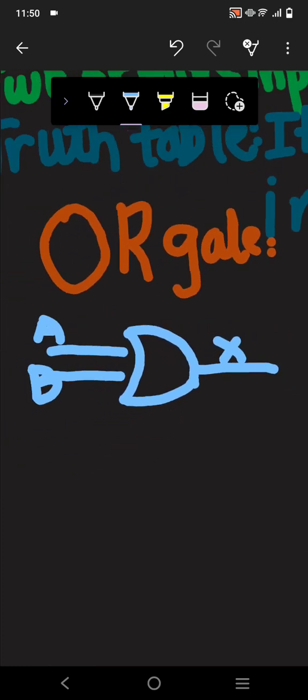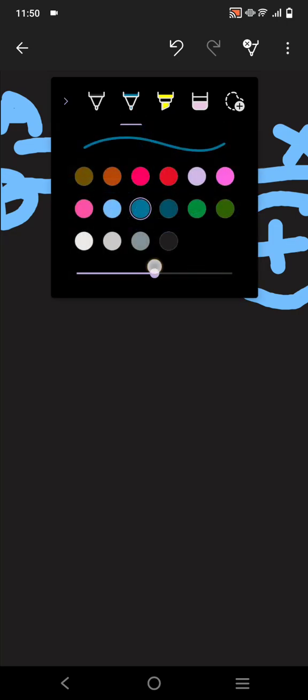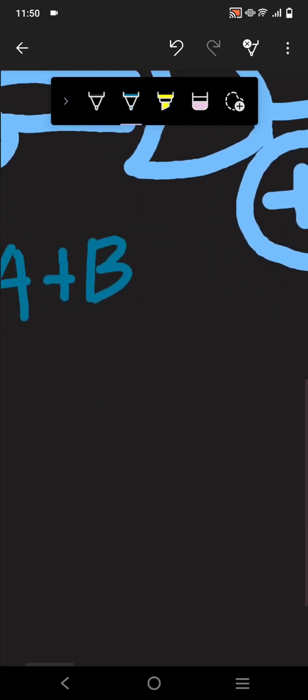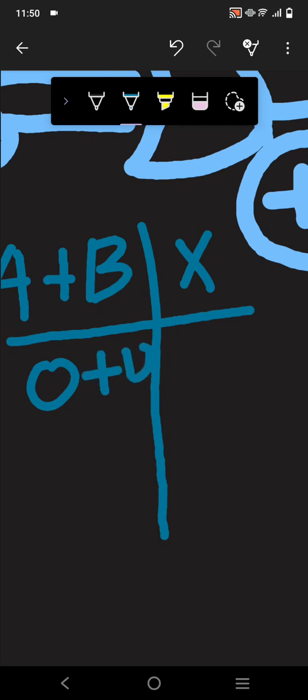So here the principle will be of addition. Let's prove how the principle is of addition. If I take A plus B, and this is X, as I said this is a truth table, so the input and output will always be in binary numbers, and as we know there are only two binary digits, that is 0 and 1.